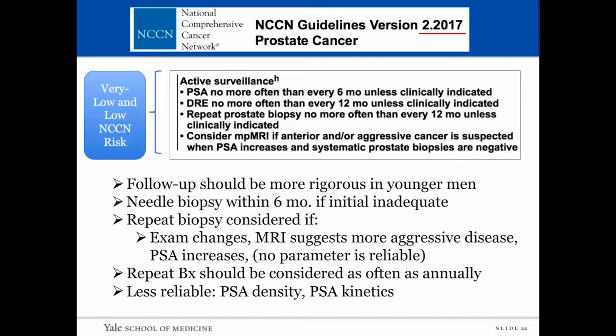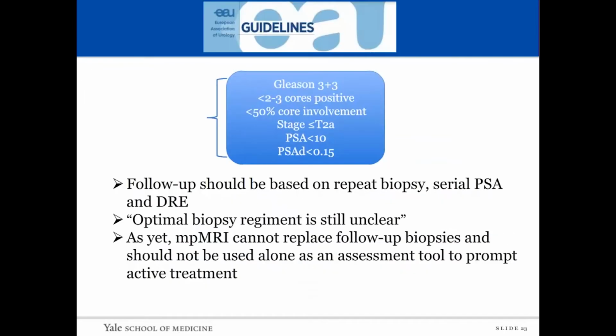They highlight that PSA density and PSA kinetics are less reliable indicators of progression as well, so we're de-emphasizing those. If you look at the European guidelines, the EUA guidelines, a little less committal about this, that follow-up should be based on repeat biopsy, serial PSA, and DRE, essentially offering a little more interpretation for a patient's perceived risk, noting that the optimal biopsy regimen is still today unclear.